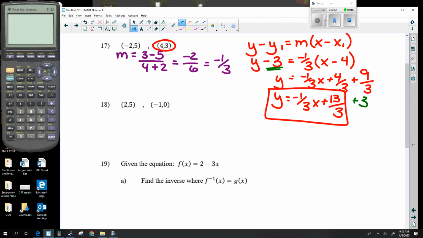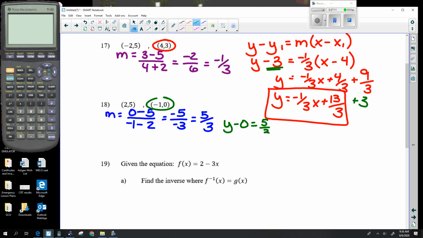Okay. Here, the slope. The slope is y2 minus y1 over x2 minus x1. 5/3. I'm going to use this point. So y minus y1 is equal to m times x minus x1 plus 0.